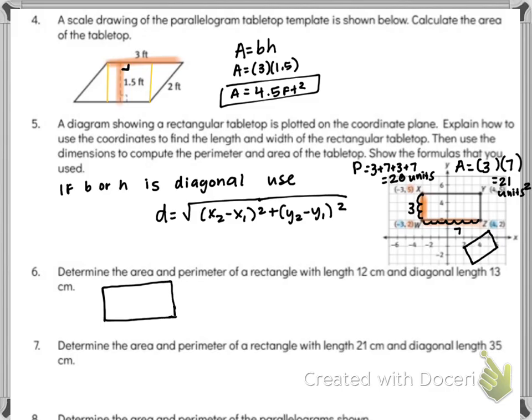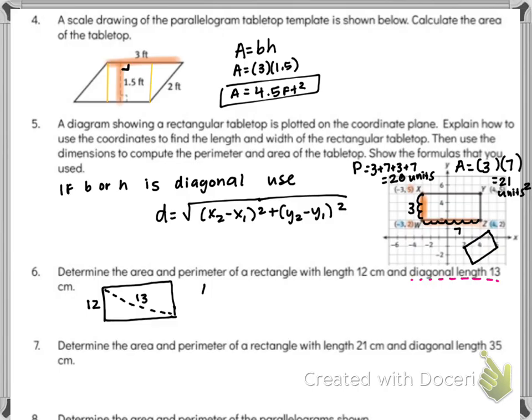We have a rectangle. It says the length is 12, so one of these sides is 12. It does not matter which one you pick. I'm just going to put my 12 over here. And then it says my diagonal length is 13, so I'm just going to go ahead and put that on my picture. Hopefully yours is a little straighter than mine, 13 right there. So I want to find the area and perimeter.